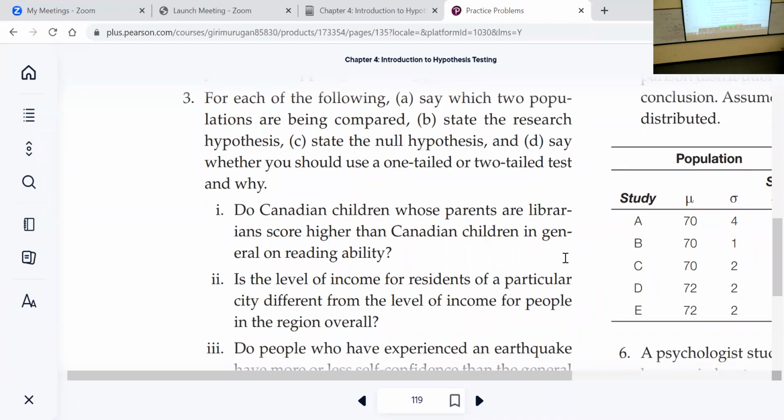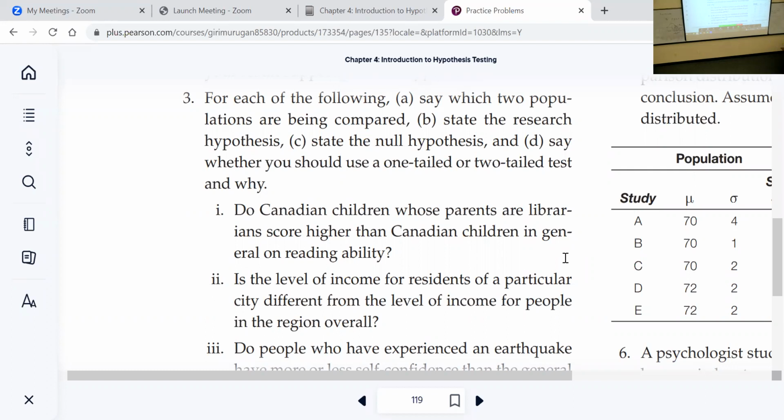Now, we want to get into the research hypothesis. What should your hypothesis be? Alyssa? I have a question. How do you know that the Canadian children in general, or how do you separate those from the Canadian children whose parents are librarians? Like those are kind of included, aren't they? That's a very good question that Alyssa is asking.